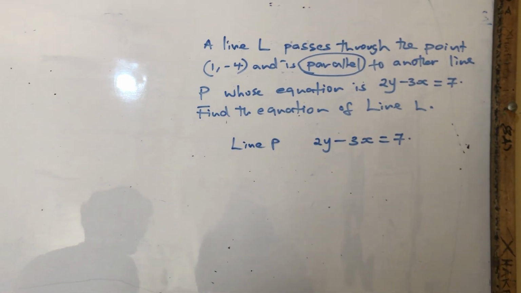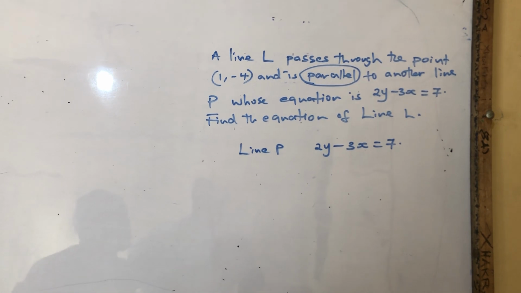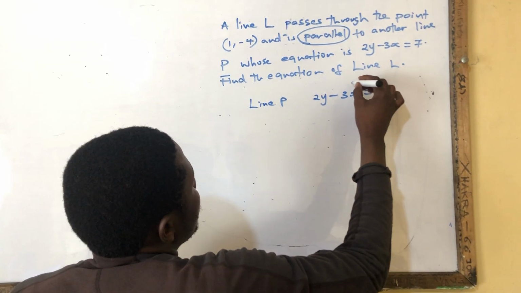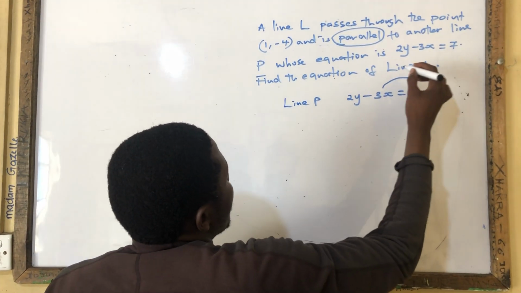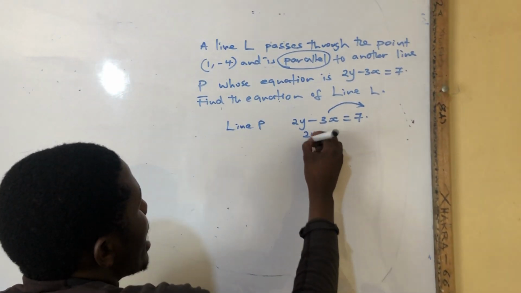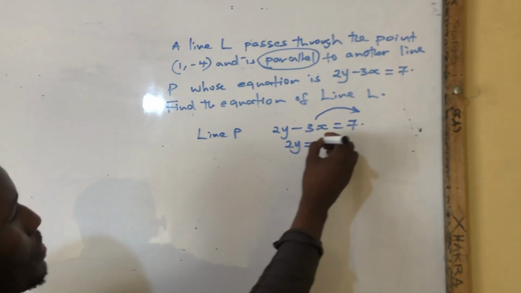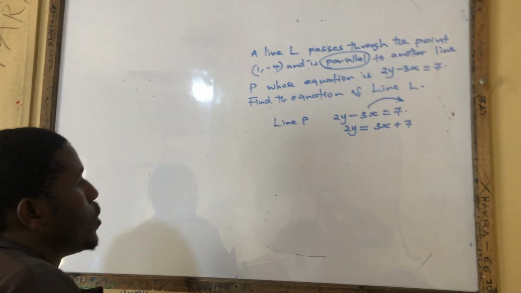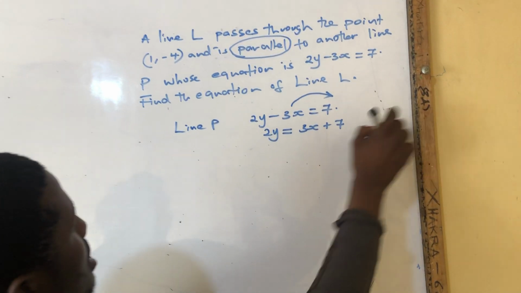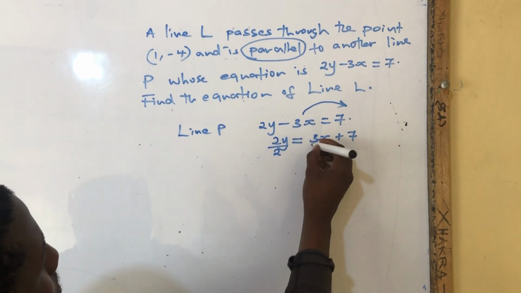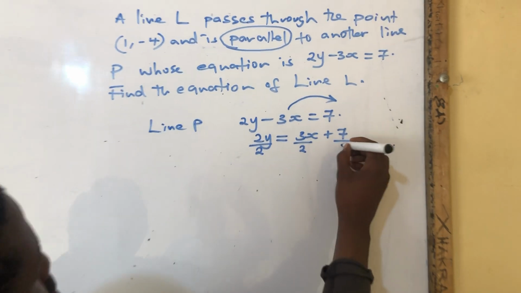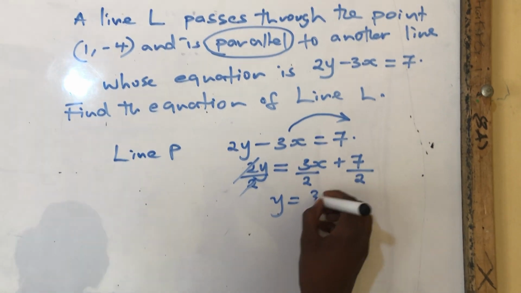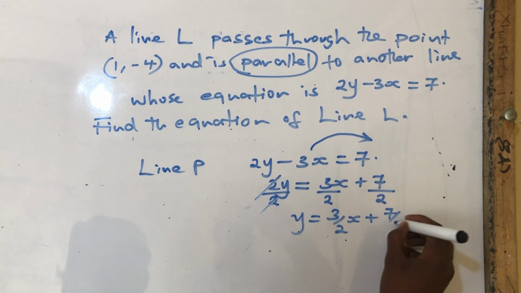We will take it, then write it in the form of y is equal to mx plus c. That will mean the 3x will cross over to the other side, leaving us with 2y is equal to 3x plus 7. What will follow? We are going to divide everything by 2. Put this one over 2, this one over 2, and this one here all over 2. So what do we have? y is equal to 3 over 2 of x plus 7 over 2.